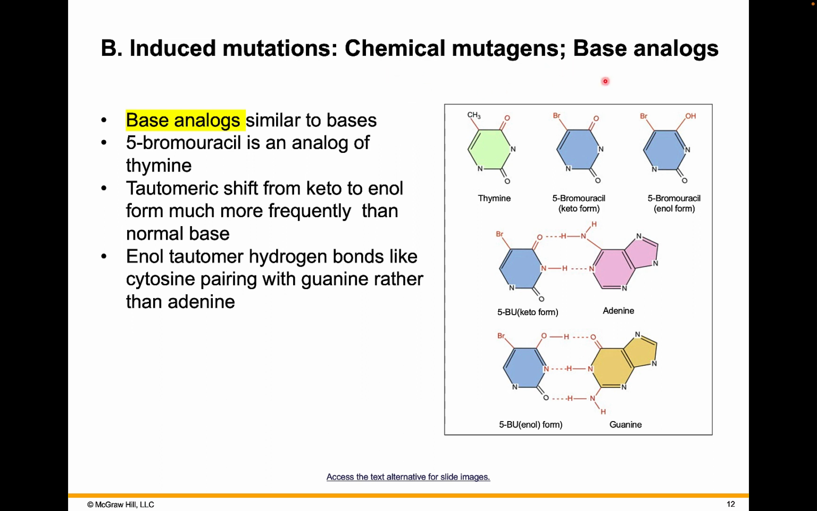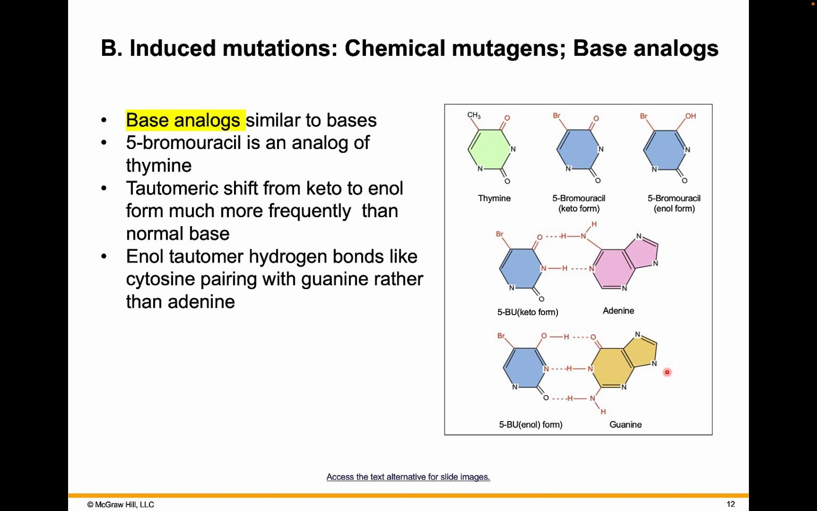The first one is the base analog, and we are taking a look at bromouracil. This is a base analog similar to thymine. You can see that there is a bromine instead of a methyl group right here. It can be in the keto form, right here, whereas this hydroxyl right here is the enol form. The 5-bromouracil in the keto form base pairs with an adenine, and 5-bromouracil in the enol form can actually base pair with the guanine.